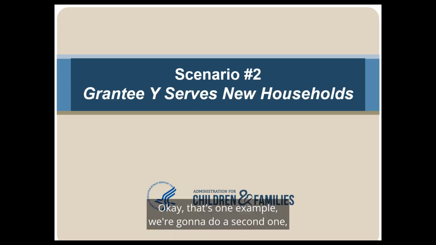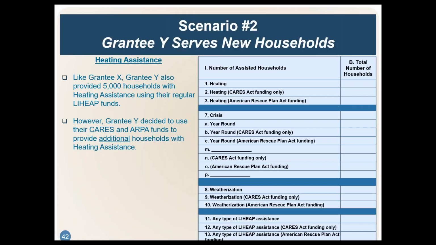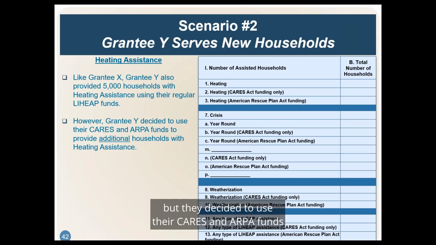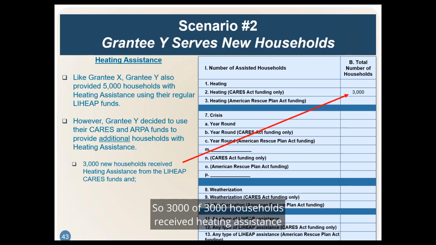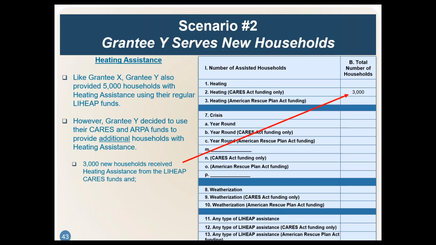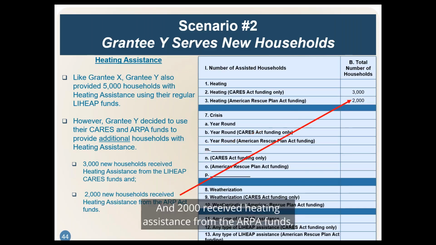Okay, that's one example. We're going to do a second one, and this is an example where a grantee serves new households using those supplemental funds. Like in the last example, this grantee provided 5,000 households with heating assistance, but they decided to use their CARES and ARPA funds to target assistance to additional households that might otherwise not have been served by the program. So 3,000 households received heating assistance from the CARES Act funds, so we're going to put 3,000 on line 2. And 2,000 received heating assistance from the ARPA funds, so we're going to put 2,000 on line 3.